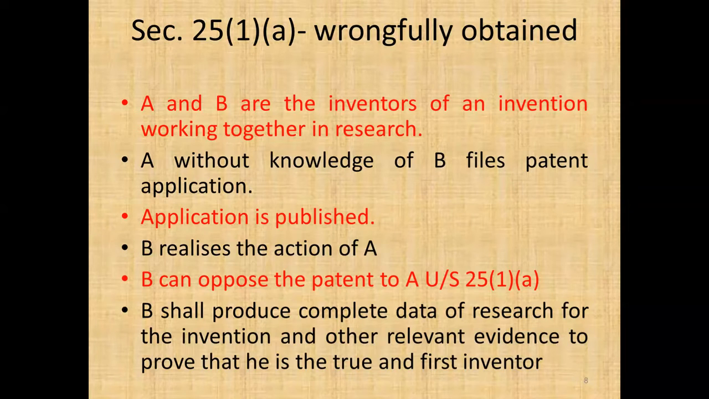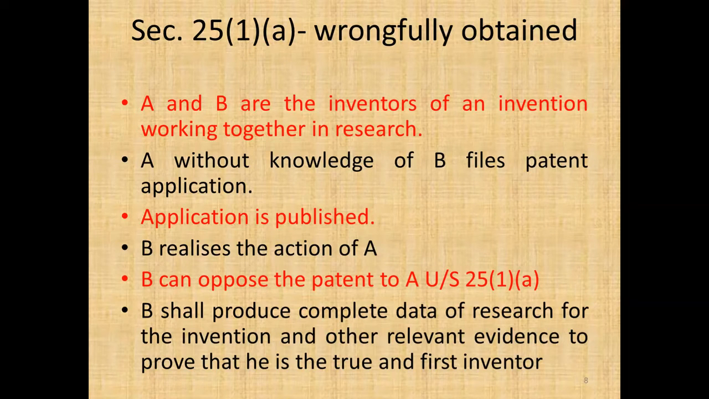Now the office will ask, under what grounds you say that B should not get a patent? For which A will quote section 25(1)(a), wrongfully obtained. That is the ground I am quoting from B getting a patent. Then the office will ask, okay, you say that it is wrongfully obtained by B. What is the evidence? We need some evidence, right? Then it is the mandatory requirement of A to show relevant evidences that B has wrongfully obtained the particular patent without the knowledge of A.